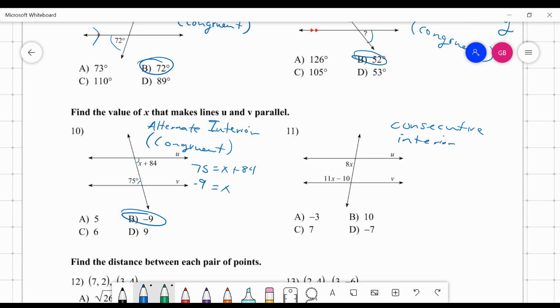And in consecutive interior, they're not congruent, they're supplementary. So angles that are supplementary add up to 180. So 8x plus 11x minus 10 is equal to 180. So 19x minus 10 is 180. Add 10 to both sides and divide by 19. So x is equal to 10.